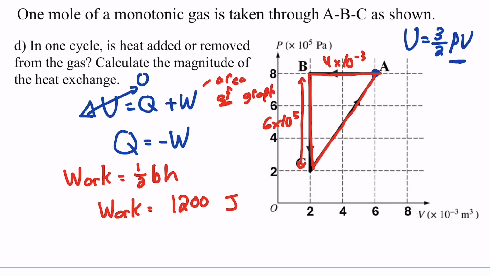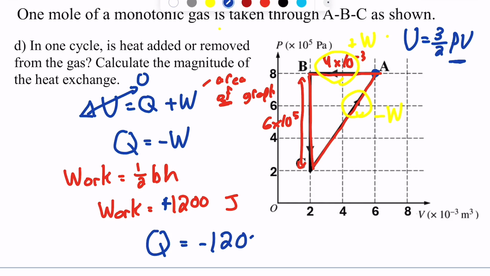Now that area is not going to give me the sign of the work. To find the sign of the work, I just look at the graph. There's a part with negative work down here, but the part on top, which is the compression from A to B, that has positive work, and that positive work is going to be of greater magnitude, which makes the net work positive. So if the net work is positive 1,200 joules, then the value of Q, the heat removed, will be negative 1,200 joules.